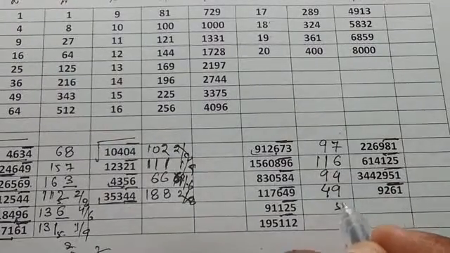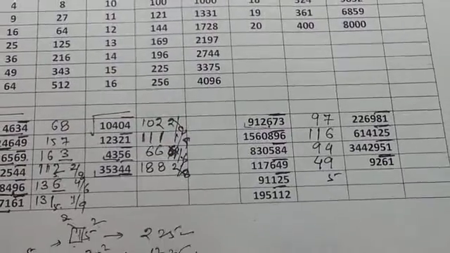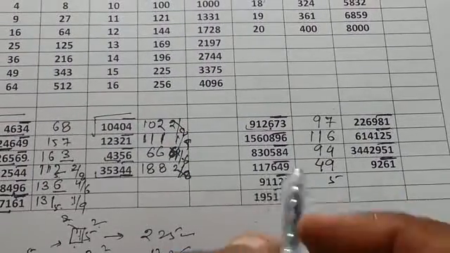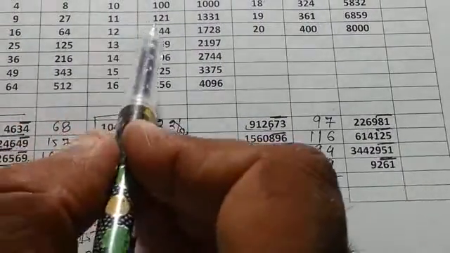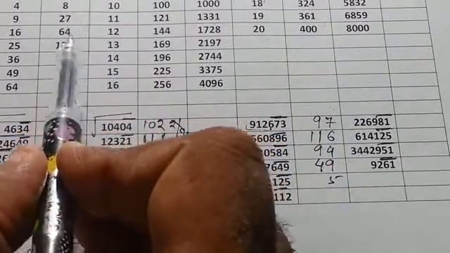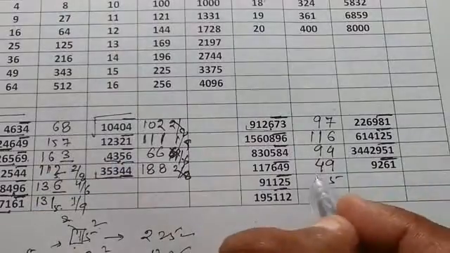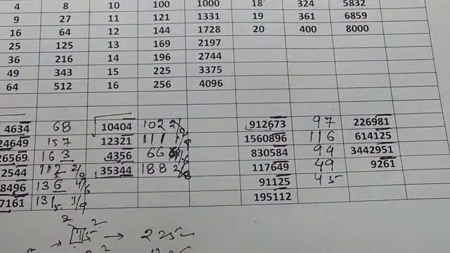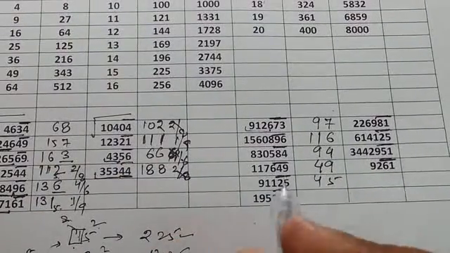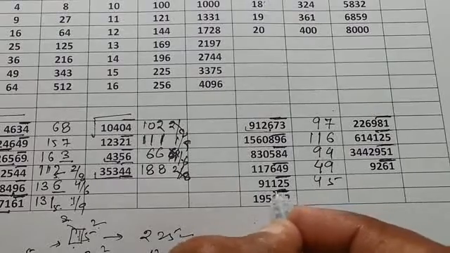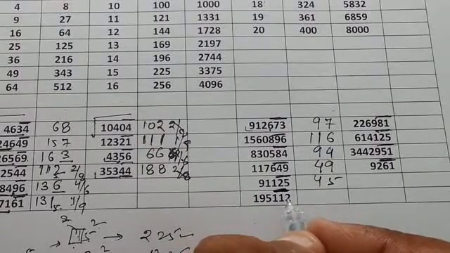So that means I am having 5 at the unit digit. And let us see what about this 91. So 91 is the cube of a number that lies between 4 and 5. So 4 is the number, that is equal to 45. Now 195112. So we are having a cube of a number ending with 2.